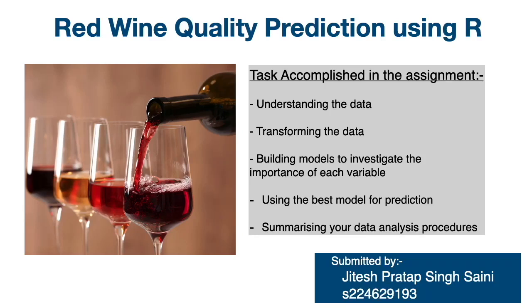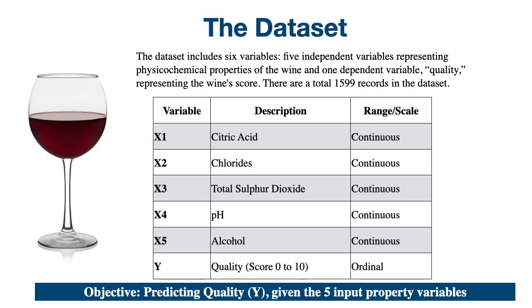Hello and welcome. In this video, we will see how to predict the quality of wine using advanced R programming. The task covers exploring the data, transforming it, building models, and summarizing the analysis. The dataset we are working with consists of 6 variables.